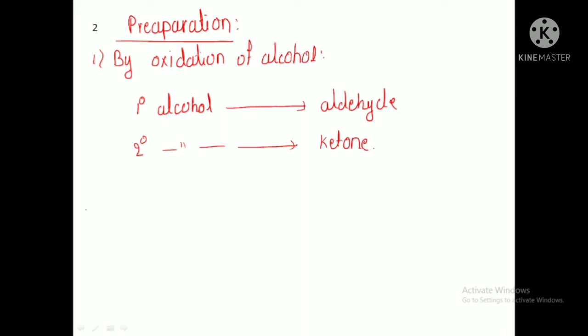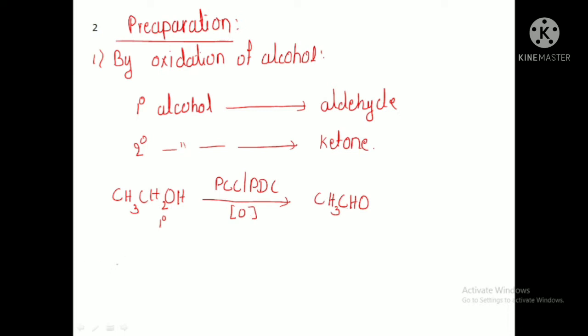Okay, let me take an example for a primary alcohol, that is CH3CH2OH, ethanol. If I oxidize this in the presence of PCC or PDC, pyridinium chlorochromate or pyridinium dichromate, I'll get an aldehyde, that is CH3CHO. So primary alcohols on partial oxidation will give aldehyde.